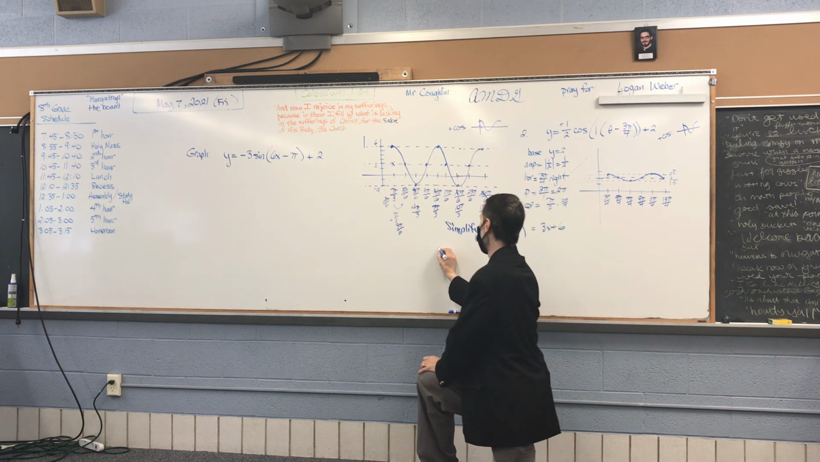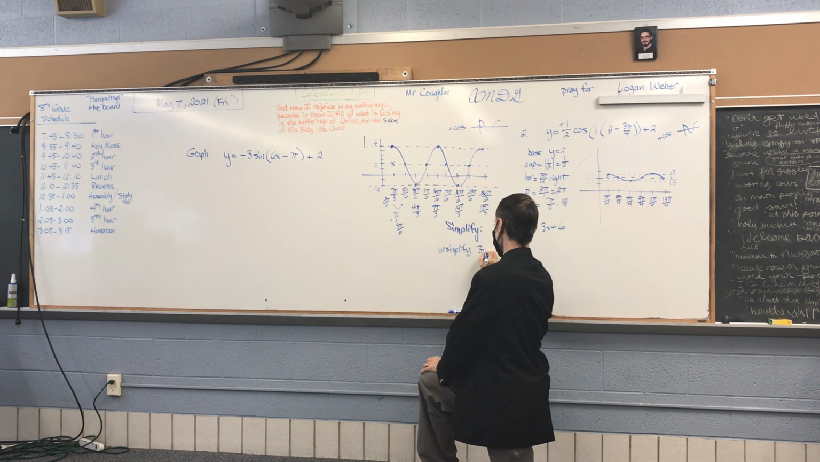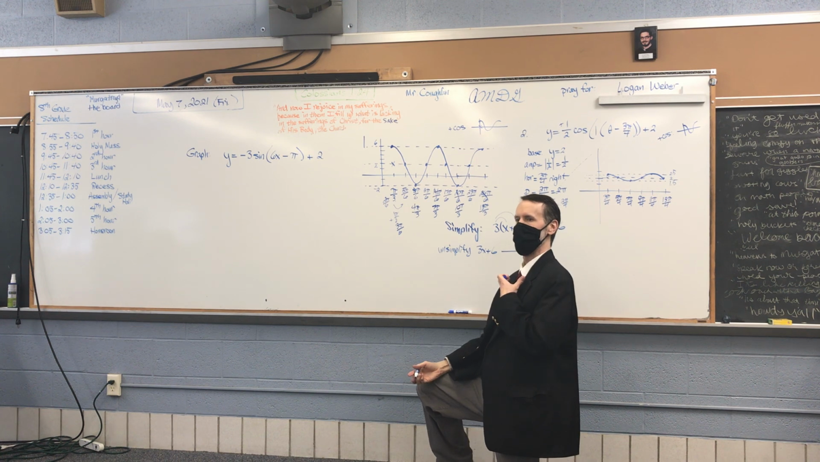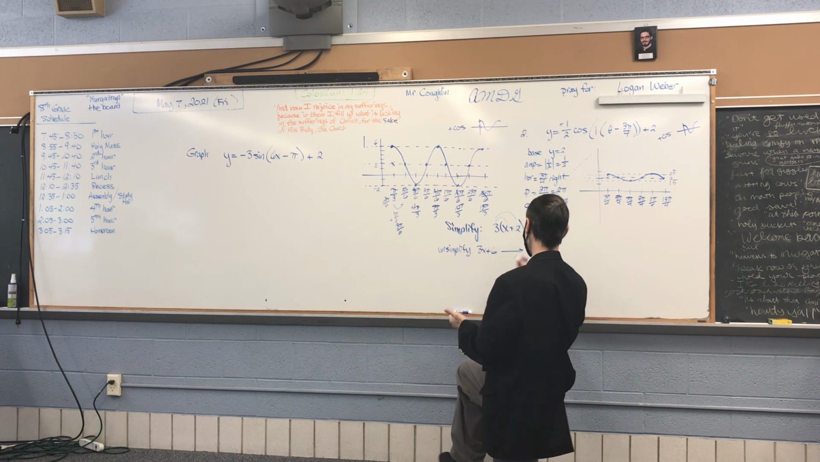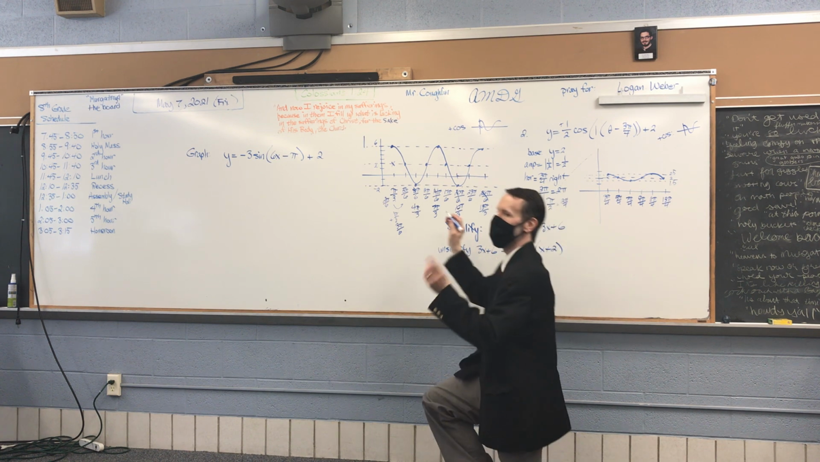What if I asked you to unsimplify 3x plus 6? What do we call that? Factoring by what? GCF. 3 parentheses what? X plus 2. That's unsimplifying.